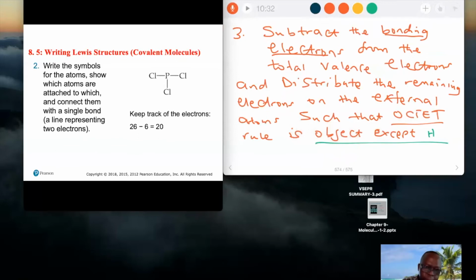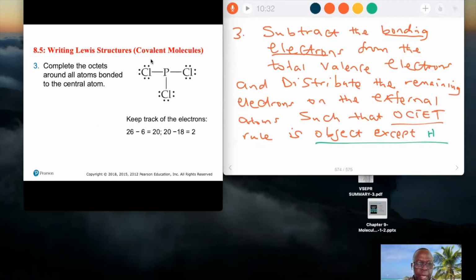And remember, each line represents that. So what do you do? You satisfy the octet rule using the remaining electrons. Make sure that the external atoms satisfy the octet rule first before you work on the central atom. Let's see, that is what is happening here. That completes the octet rule. That means 8. You should have 8. So this one has 8.